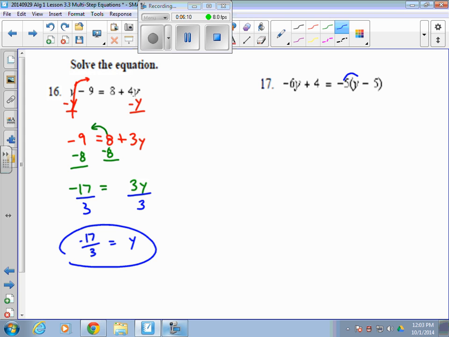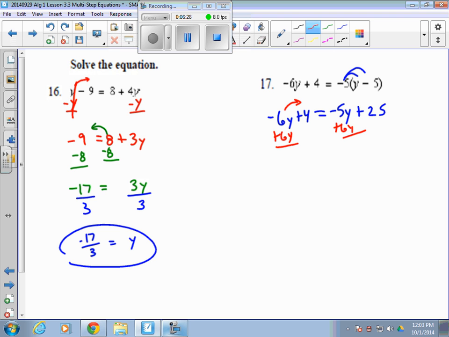Distribute negative 5 times y is negative 5y. Negative 5 times negative 5 is positive 25. So negative 6y plus 4 equals negative 5y plus 25. Negative 6y is smaller. Bring it over by adding 6y. If you add it to the left, add it to the right.